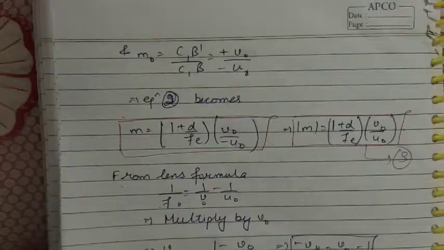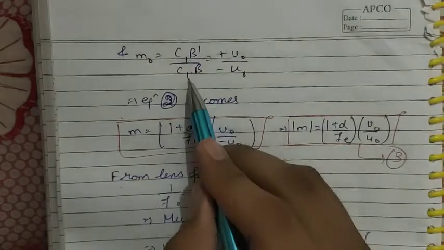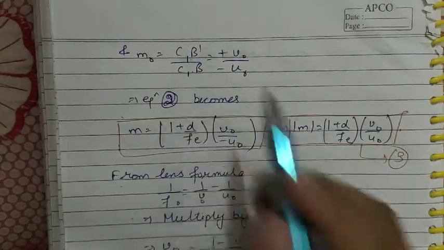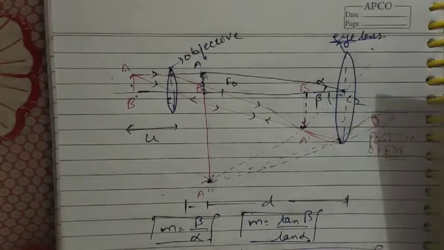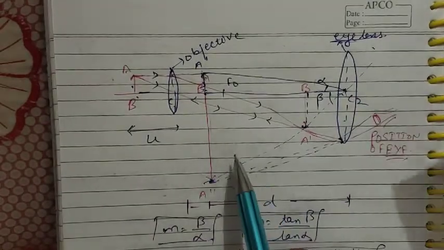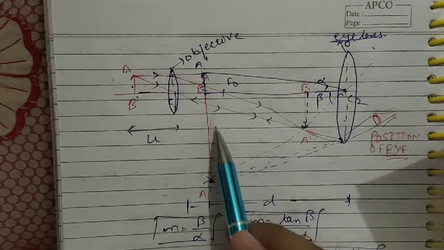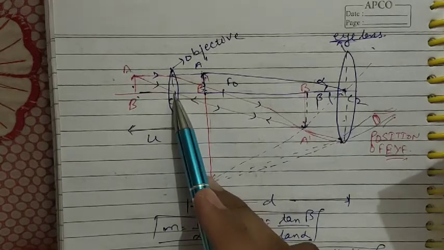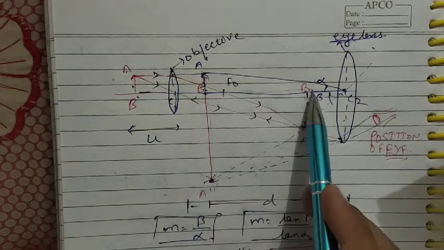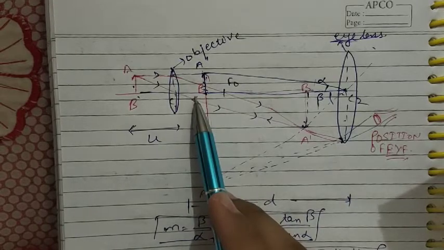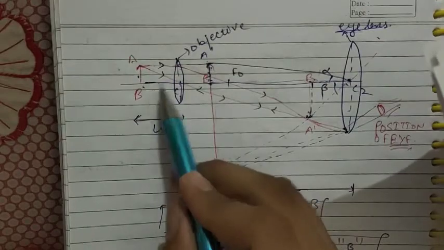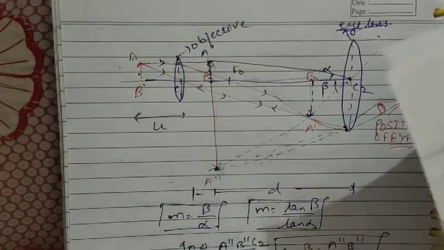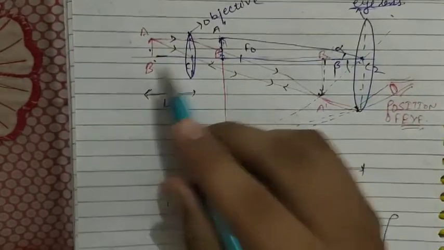Then M_O is equal to C1B dash divided by C1B. Let's see. M is equal to M of the objective lens, C1B dash. Where is C1? C1 and B dash. C1B dash divided by C1B. It's the magnification, we can say that it is V and it is U.